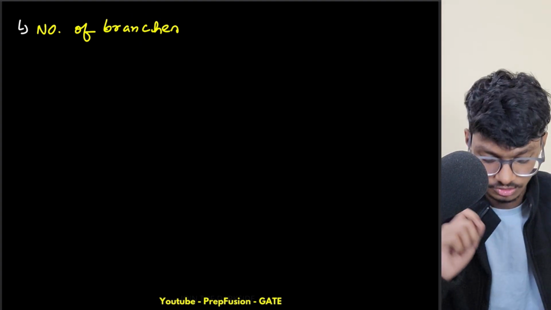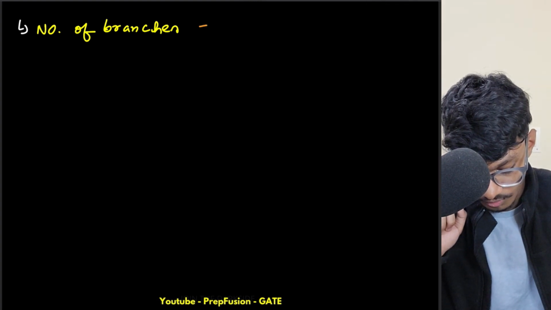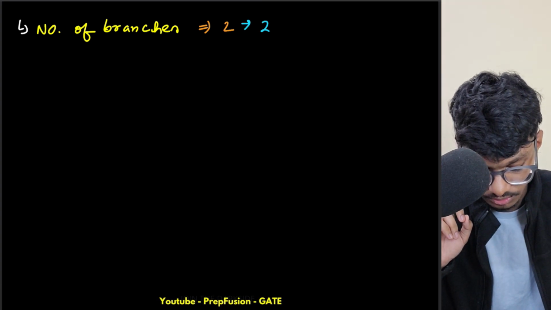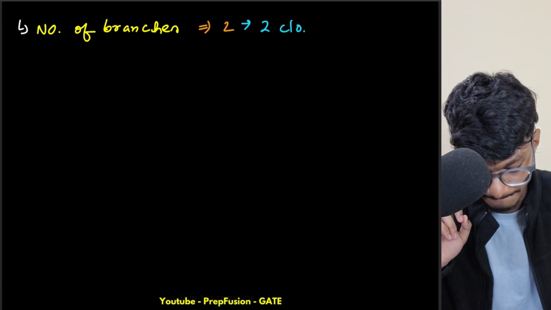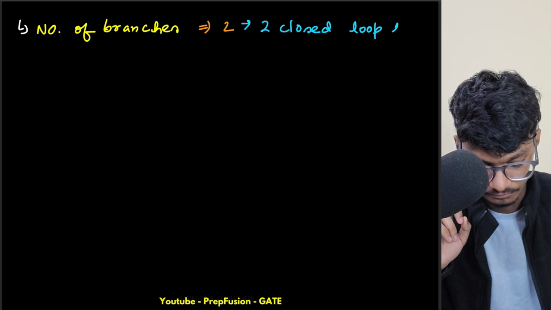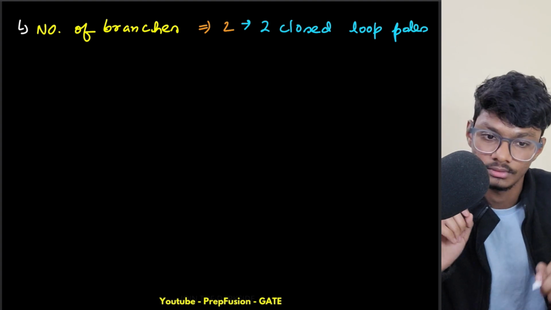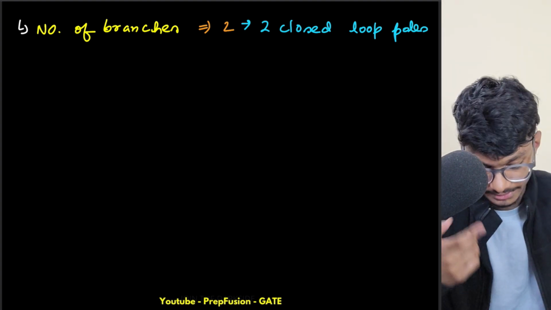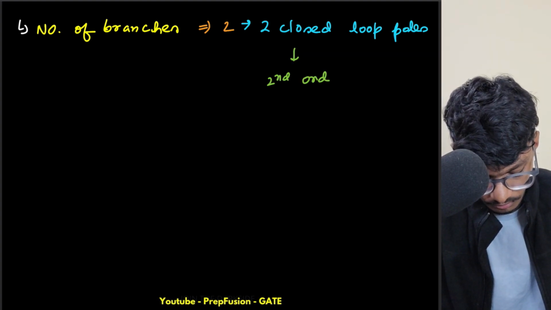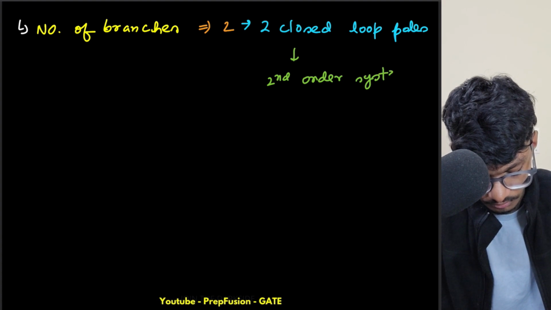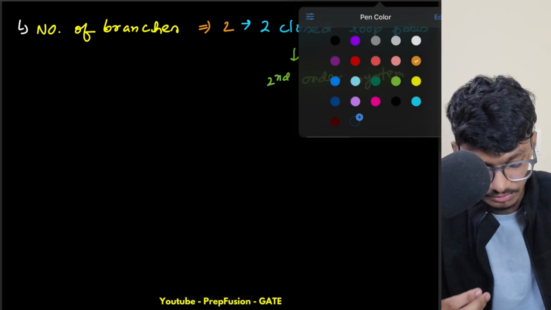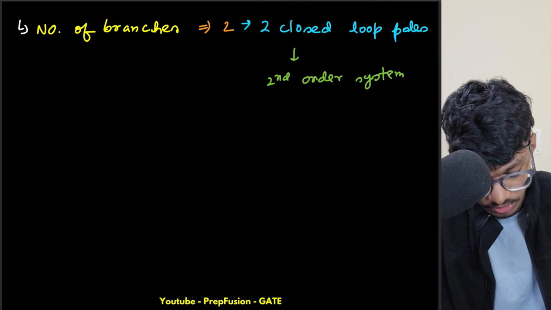How many branches do we have? We have two branches, hence two closed loop poles. So we have two closed loop poles, hence this is a second order system. The concept of damping is present. The concept of damping is valid.